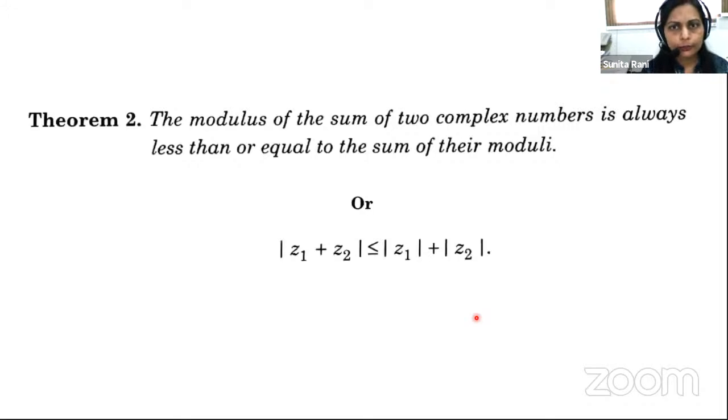Next, a similar result for the sum of two complex numbers. We take the sum of two complex numbers, then take the modulus. It is always less than or equal to the sum of their moduli.